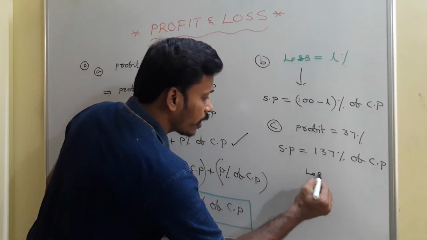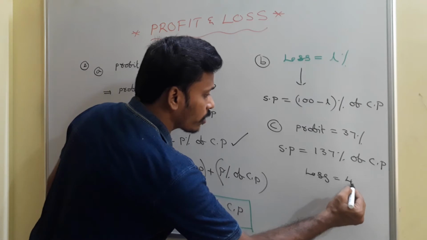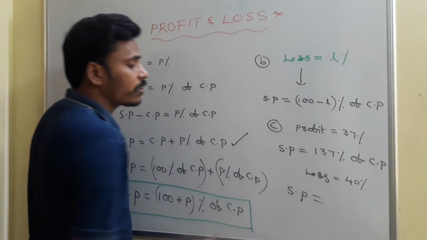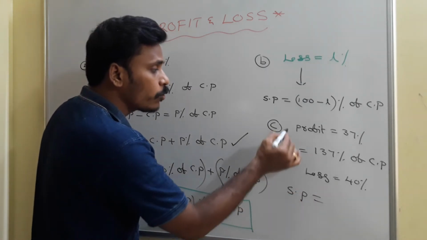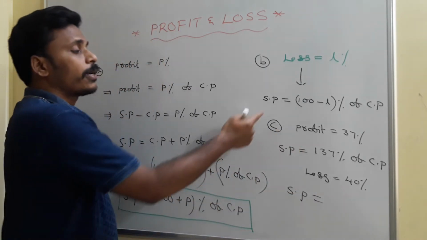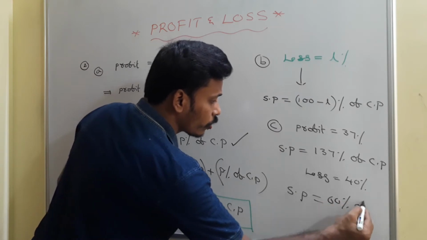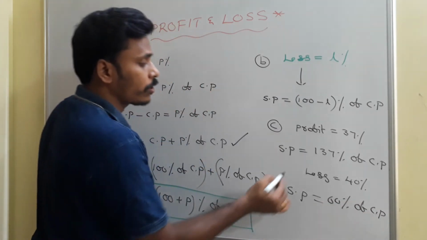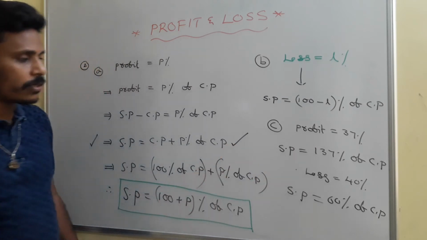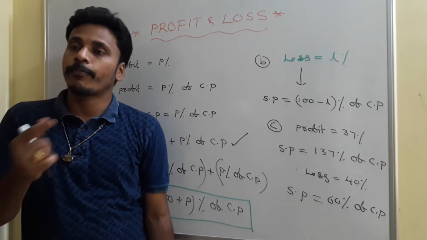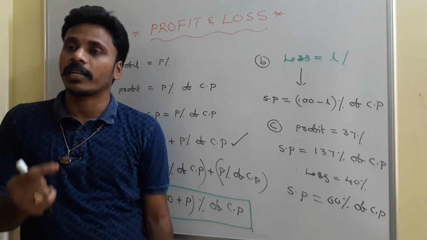Whereas if there is a loss, say loss is 40%, then how can you say the selling price? Selling price is 100 minus L. 100 minus 40 is 60. So 60% of cost price. So these two are some simple examples to establish the relation between selling price and cost price if profit percentage and loss percentage are given.